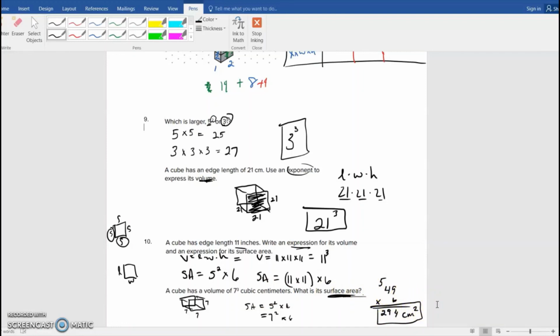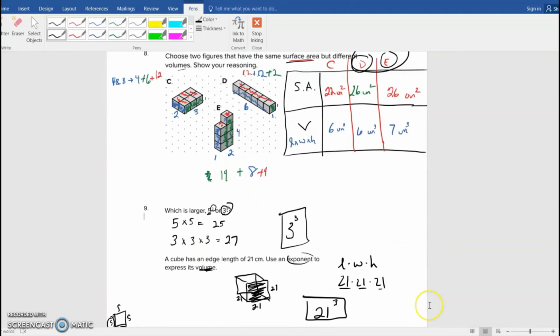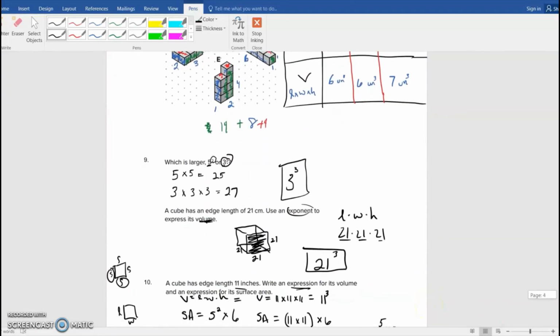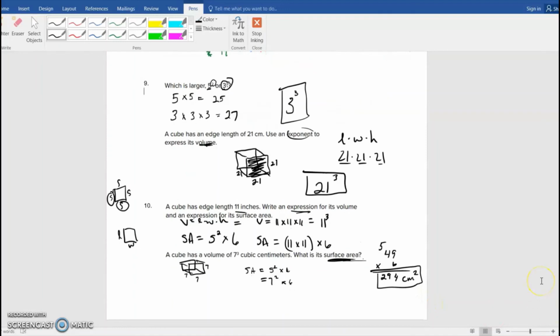Okay, so that concludes our review here. If you can do these types of problems, and you're familiar with these types of problems, I would say you are on your way to being prepared for the Unit 1 test.